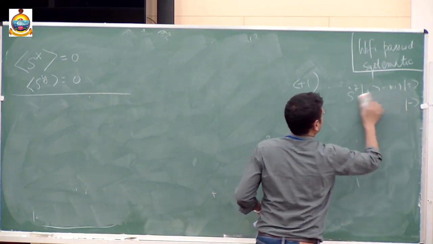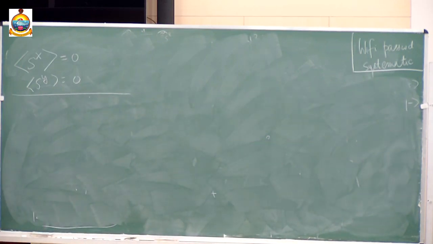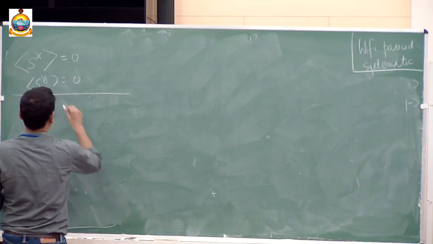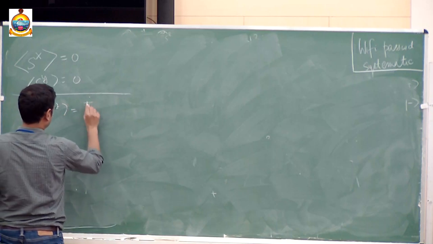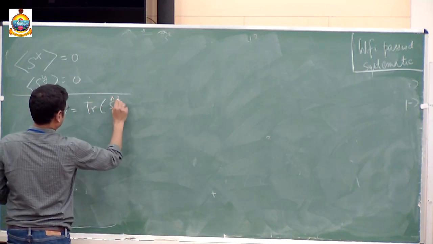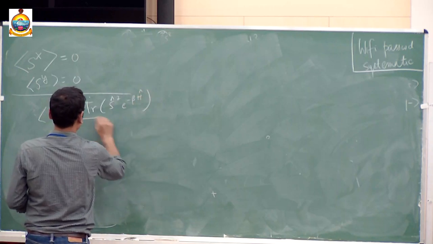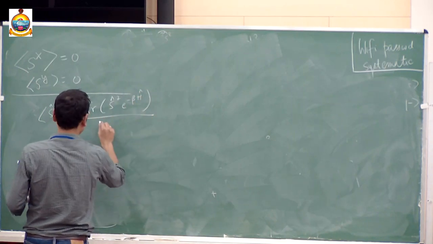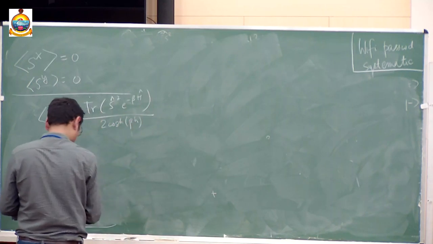Okay, so now we'll use this definition, right? We'll use this definition. Of course, I know what Z is. Z is just 2 cosh(beta H), right?